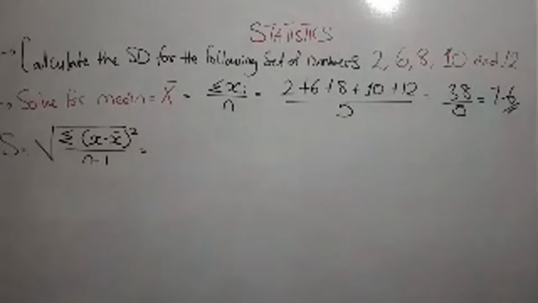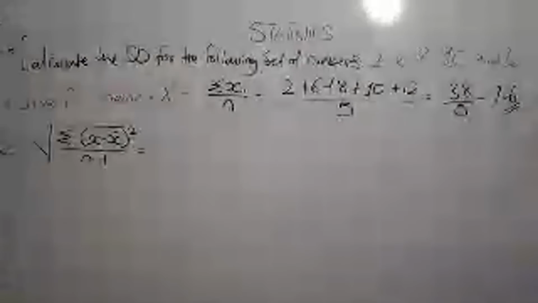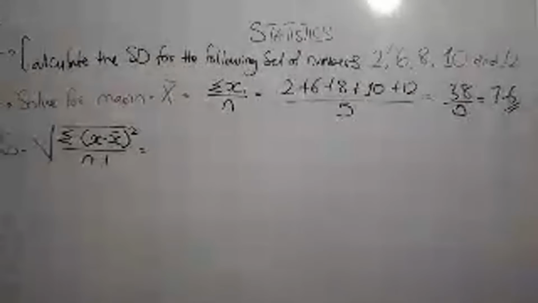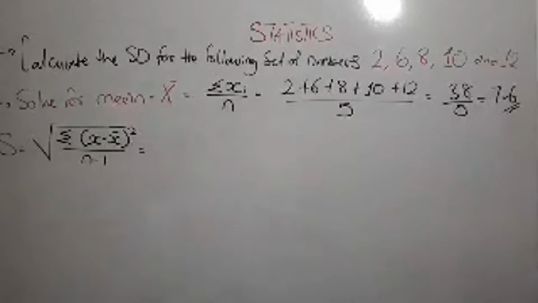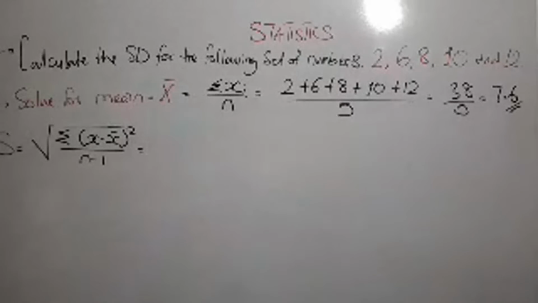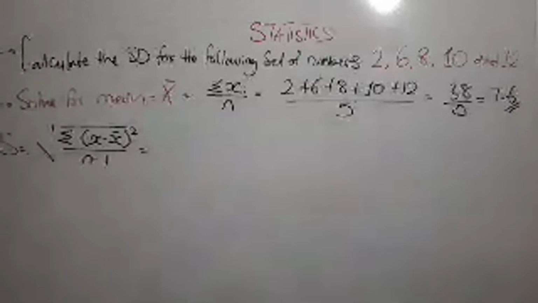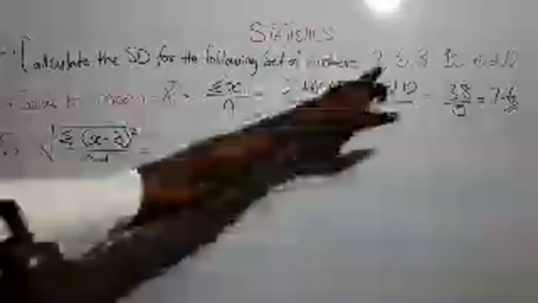So this is the formula we are going to be using. This is ungrouped, so it's a different formula. It says the summation of (x minus x bar) close bracket, raised to the power of 2, all over n minus 1. Now, what is our x minus x bar? X minus x bar would be, x.